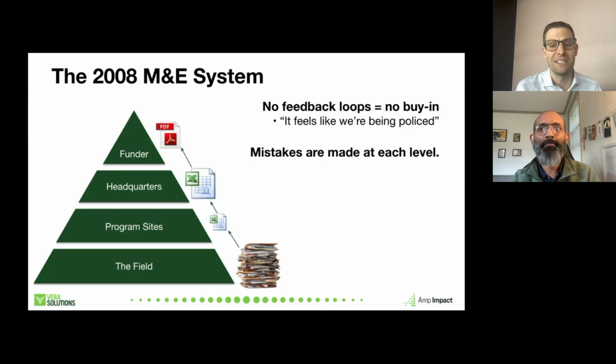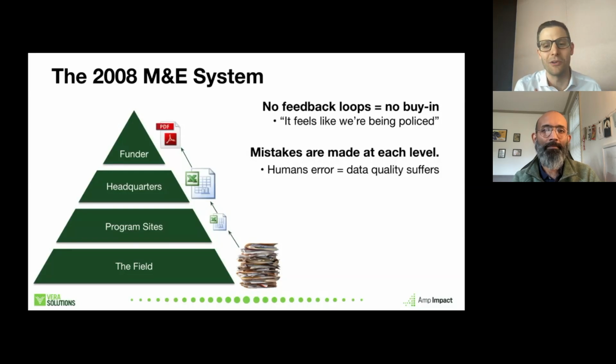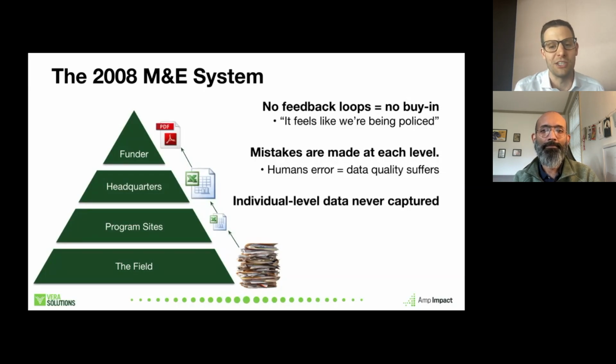The other problem is that mistakes get made at every level, right? So you have human beings counting the numbers from those sheets and entering that into Excel. You have mistakes that get made when you copy from one Excel to another Excel. And so data quality can take a big hit when you're relying on humans to do things that automated systems tend to be a little bit better at, right? And data quality obviously is a key cornerstone of good monitoring, evaluation, and learning.